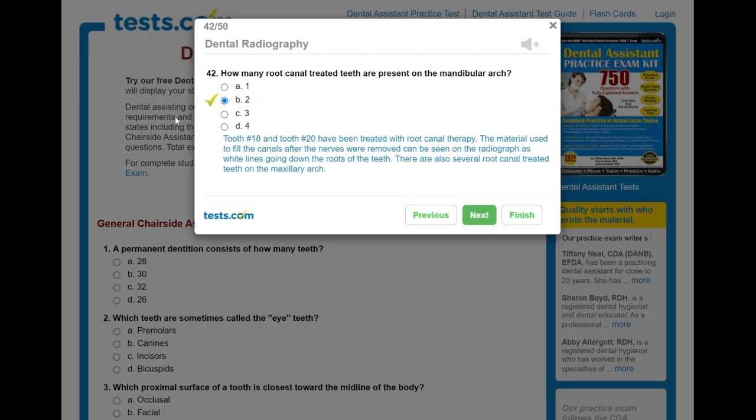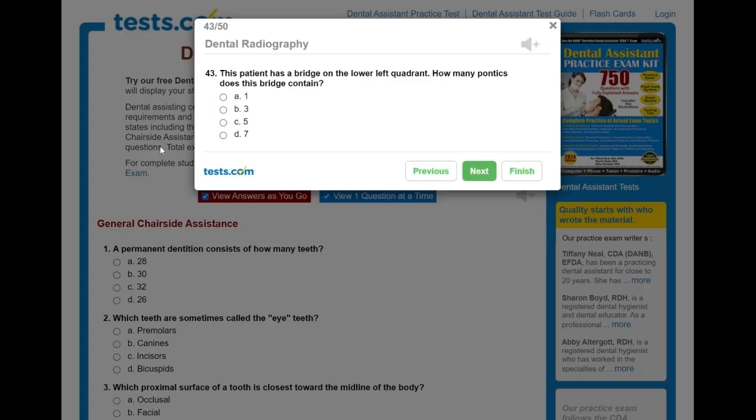B. 2. Tooth 18 and tooth 20 have been treated with root canal therapy. The material used to fill the canals after the nerves were removed can be seen on the radiograph as white lines going down the roots of the teeth. There are also several root canal treated teeth on the maxillary arch.